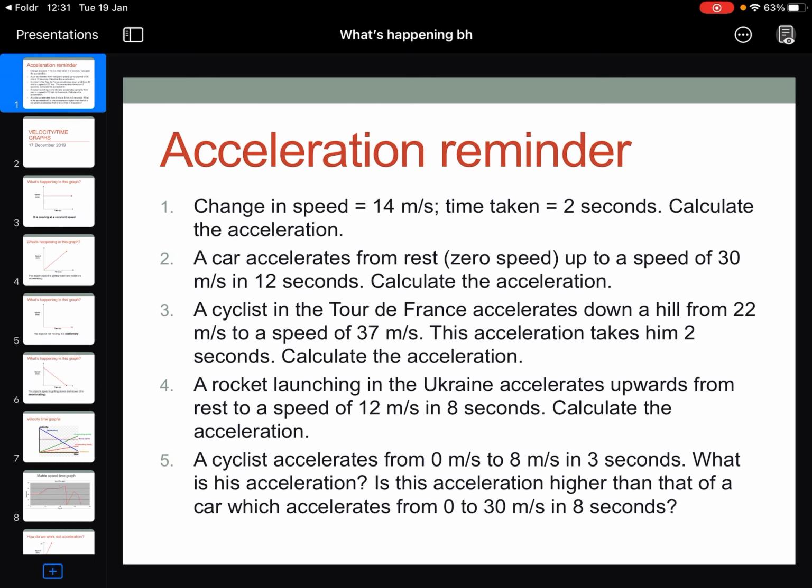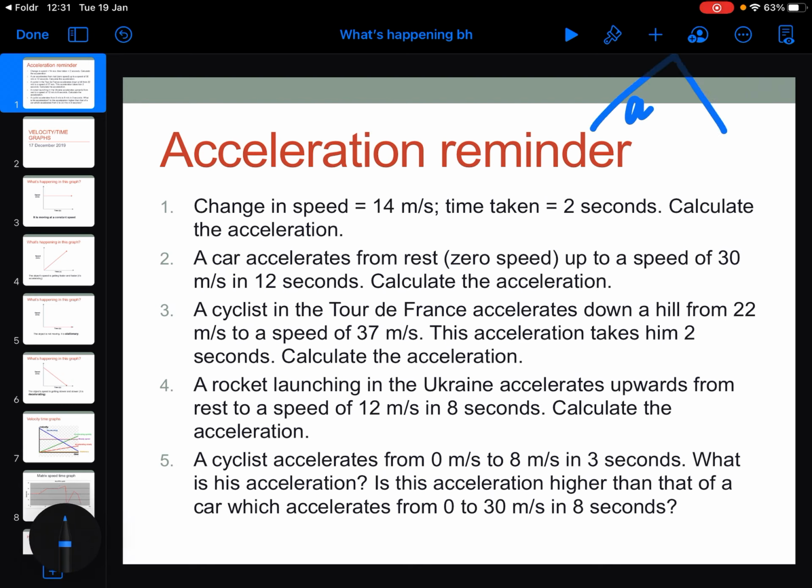Now these questions use the equation we've done before, which is acceleration equals v take u over t. Do you remember? Where a is acceleration, t is time, v is the final speed or end speed, and u is the beginning speed. Or you could say acceleration is change in speed divided by time. So pause the video, have a go, and I shall go through the answers in a sec.